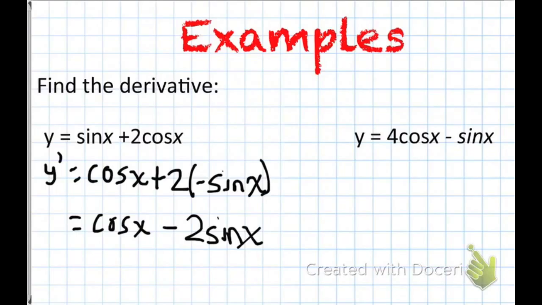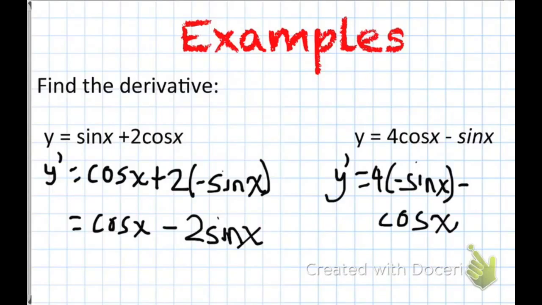Now do the same for this one, so y prime equals 4 times negative sine x minus the derivative of sine x, which is cos x. So this just equals negative 4 sine x minus cos x.